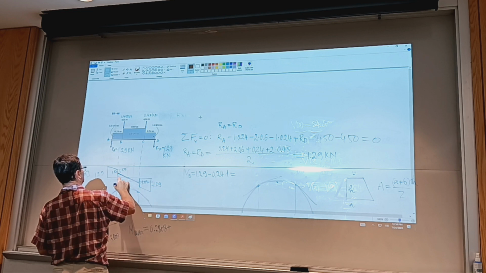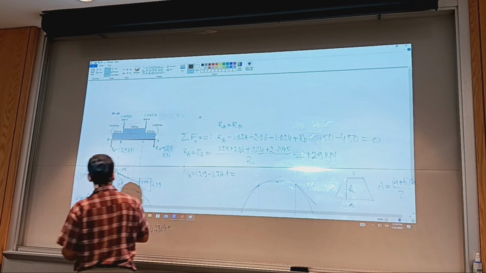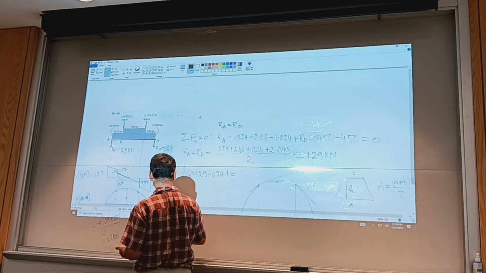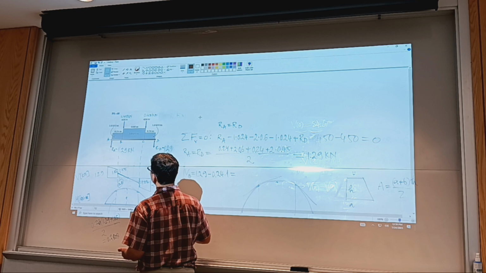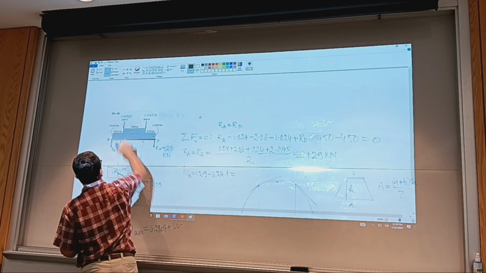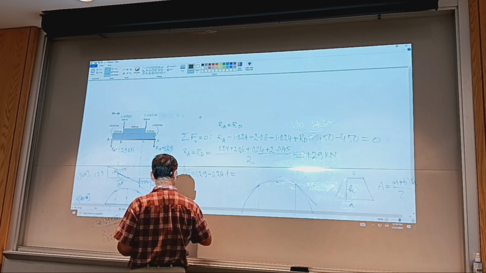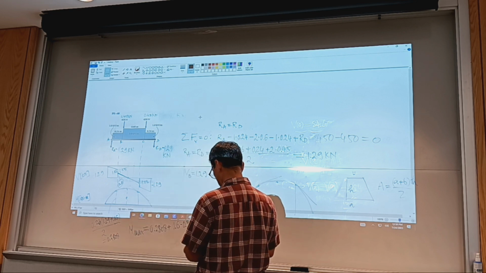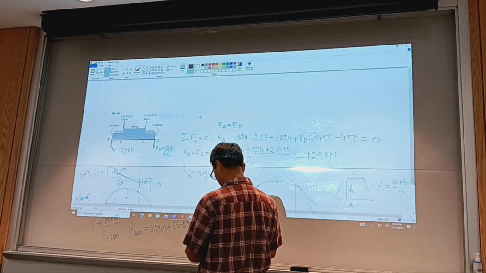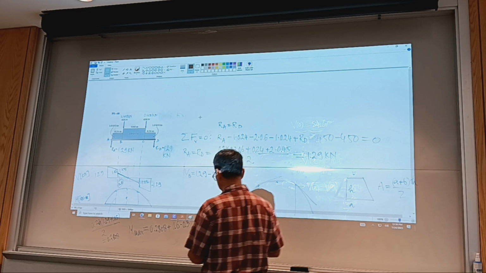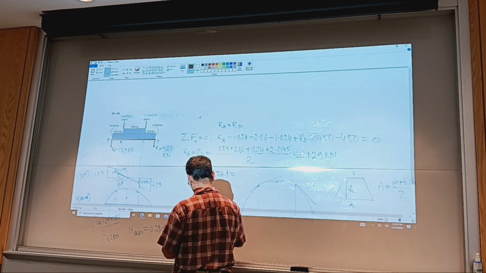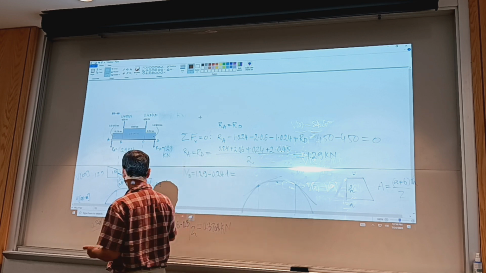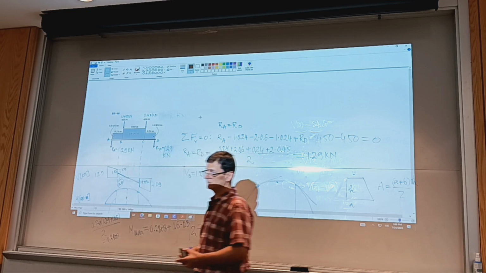The area of the triangle: we said that this is 0.6, is that correct? Yes. So I have 0.6 times half of this, which is 0.3 meters, over 2. So plus 0.6 times 0.3 over 2 equals 0.3708 kilonewton meters, the maximum bending moment on this beam. All right?